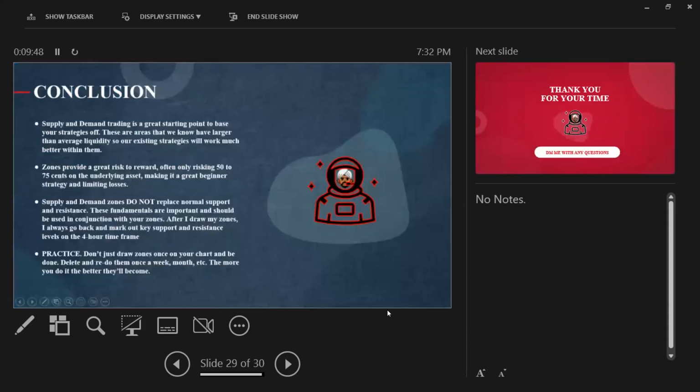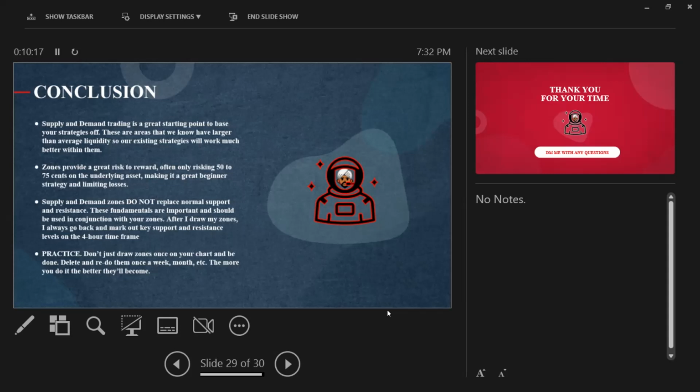All right, we finally reached the end. Again, supply and demand is a great starting point to base your strategies off of. We know that these zones have larger than average liquidity. That's why you see those big candles coming out in my zone, because there's a lot of liquidity hanging out there. They provide a really good risk to reward. They often only risk 50 to 75 cents on the underlying asset. It really makes it a good beginner strategy.